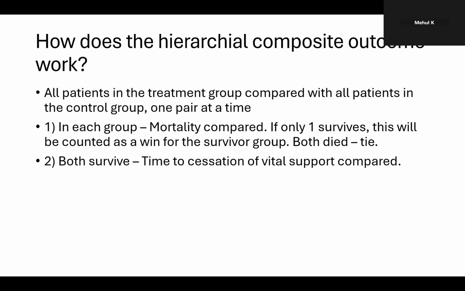Now, in this way, you will compare each patient of the treatment arm with each patient from the control arm. And you will find out the total number of wins for the treatment arm and the total number of wins for the control arm. Then you do a win by loss ratio for the treatment arm to get what is known as your win ratio. This is how you arrive at your win ratio.